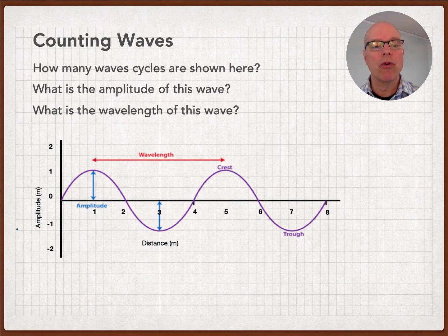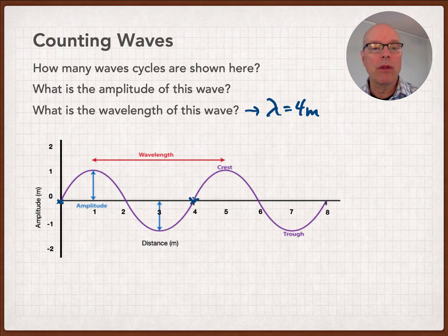Sometimes you'll get graphs like this where I have distance and distance on the graph, so I'm looking at a map of how the wave spreads out over space. How many wave cycles are shown? For me, it looks like this. The wave begins here. That's the halfway mark of a cycle. One complete cycle is from here at the 0 mark till out here at 4 meters, which incidentally tells me that the wavelength of this wave is 4 meters.